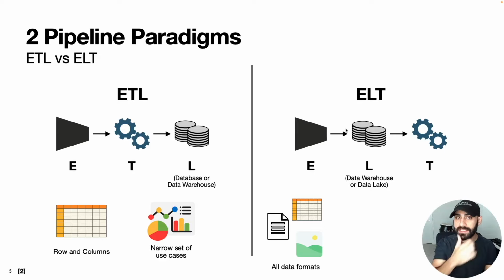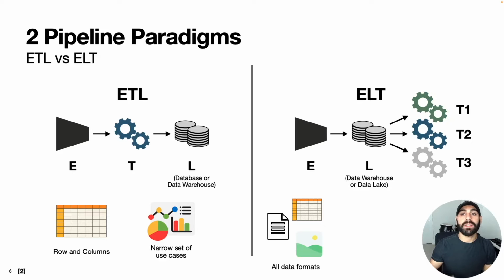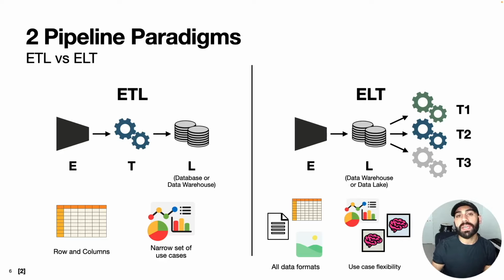An upside of this is that ELT processes can support all data formats. This includes tabular data, like in the ETL process, but also text documents or PDFs, as well as images, can all be stored in a data lake. Another upside is that since minimal adjustments are made to the raw data, this gives more flexibility in the types of transformations that can be done for downstream tasks. This gives more use case flexibility for ELT pipelines.